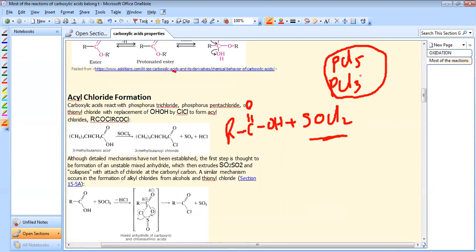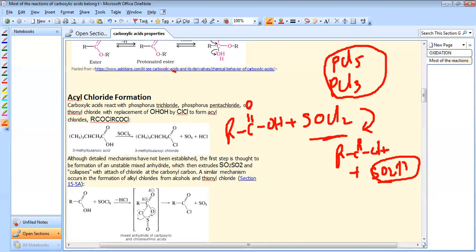Why? Because the byproducts formed in this reaction with these reagents are difficult to remove. Whereas when we use thionyl chloride as a chlorinating agent, we get acid chloride along with sulfur dioxide. Sulfur dioxide is a gas, so it is readily removed. The second one is HCl, which can be removed by heating. That's why we are using thionyl chloride as a chlorinating agent.